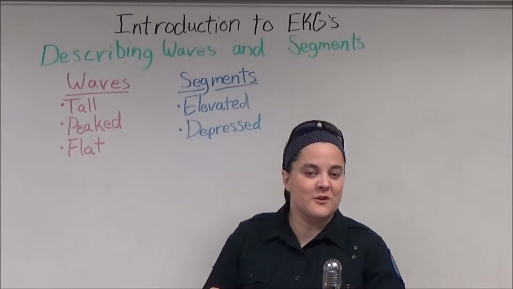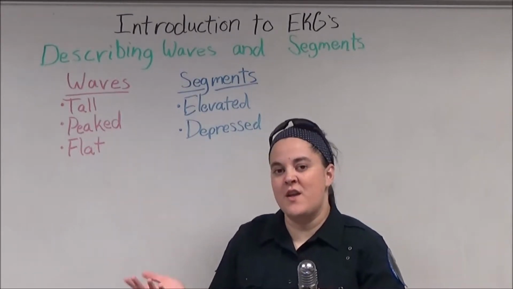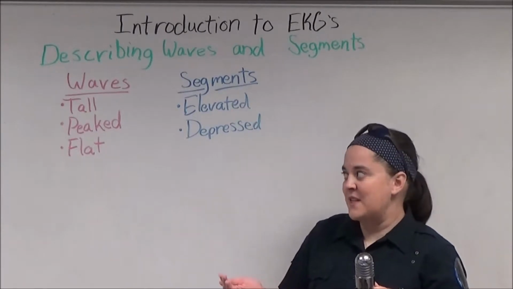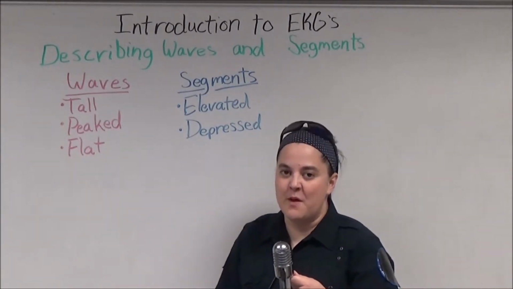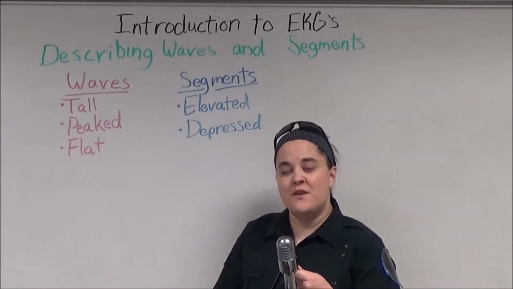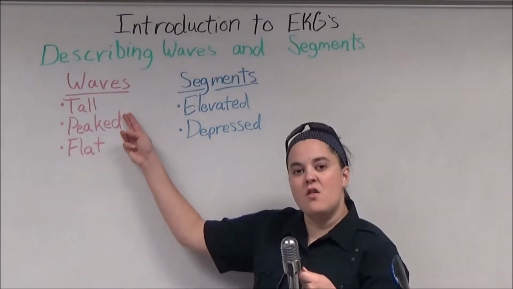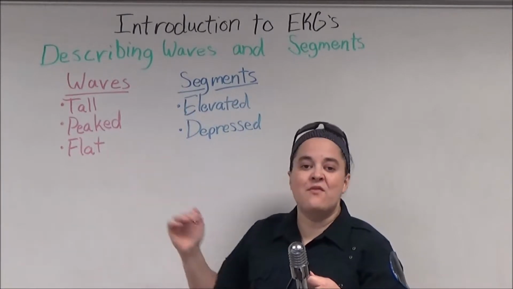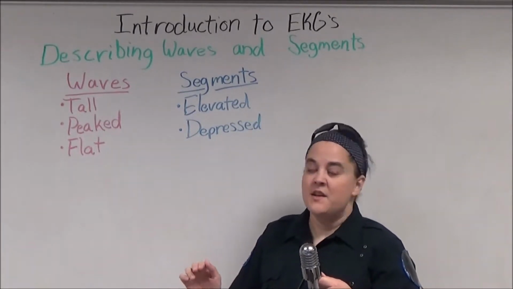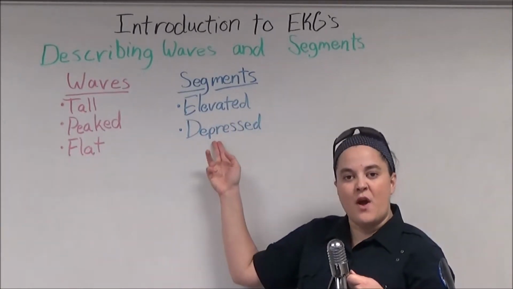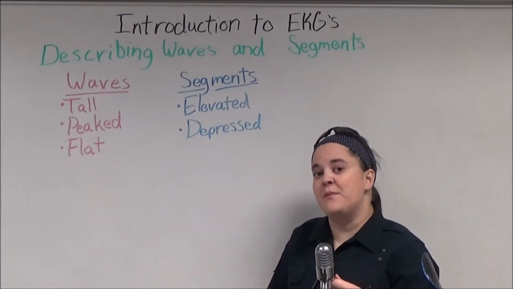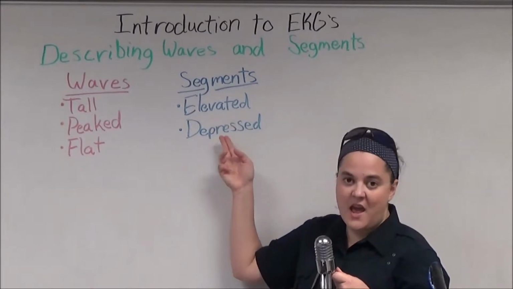The art of learning to read an EKG begins with learning about waves and segments, because each wave and segment represents a different part of the cardiac cycle. Before we talk about waves and segments, let's talk about how to describe them. Waves are often described as tall, peaked, or flat, but never described as elevated or depressed. Segments, however, are described as elevated and depressed.